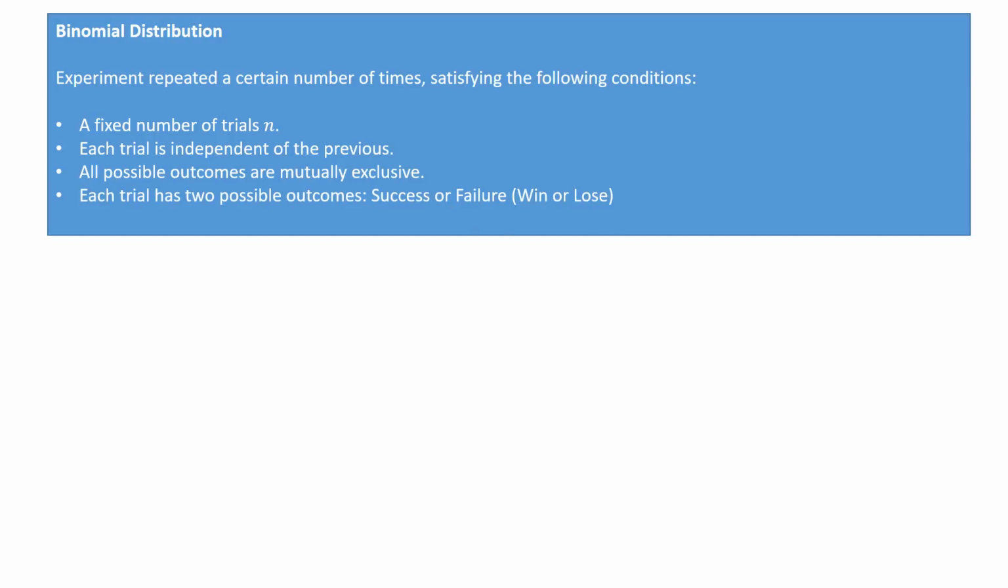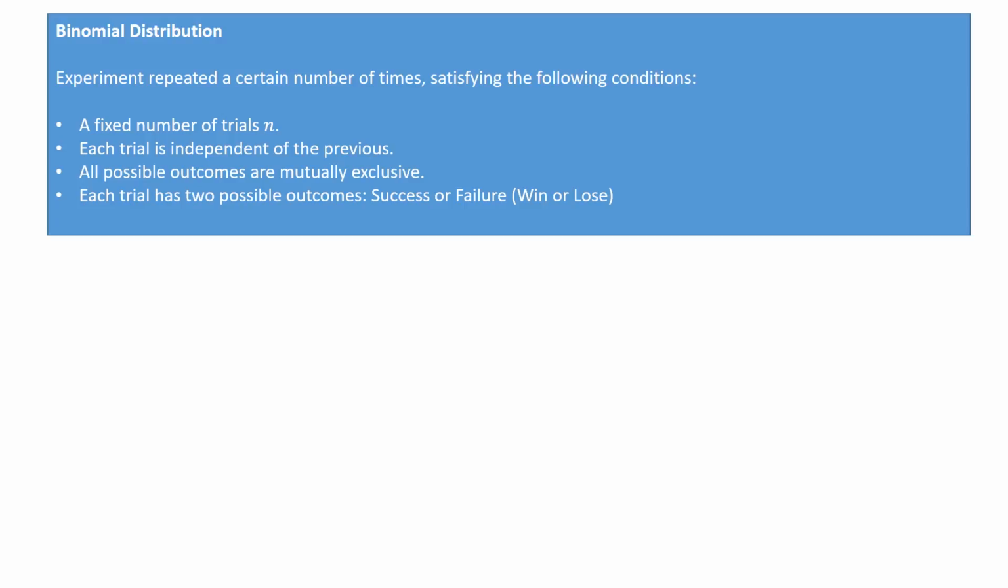And finally, very important, each trial in this experiment will have two possible outcomes, either success or failure, meaning to say win or lose, or yes or no, or hit or miss. Two possible outcomes, hence the term binomial distribution.